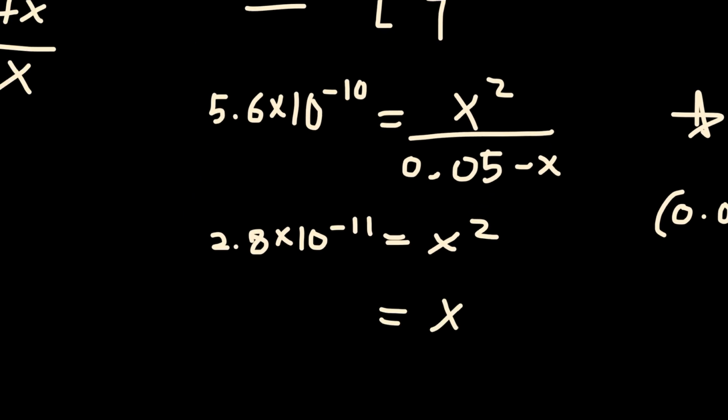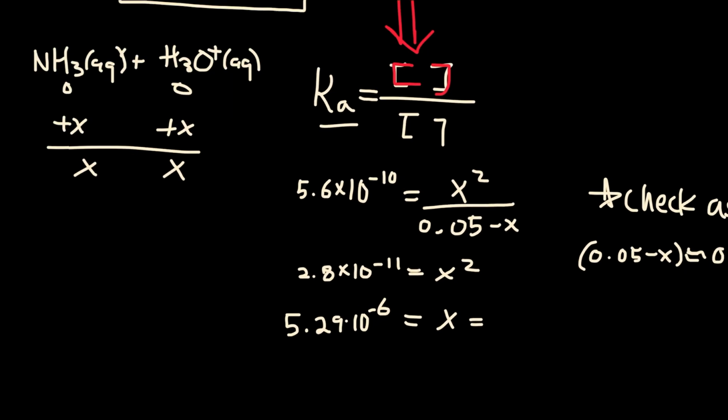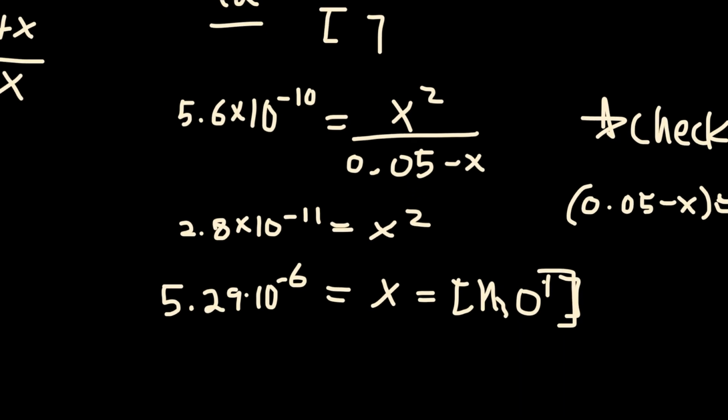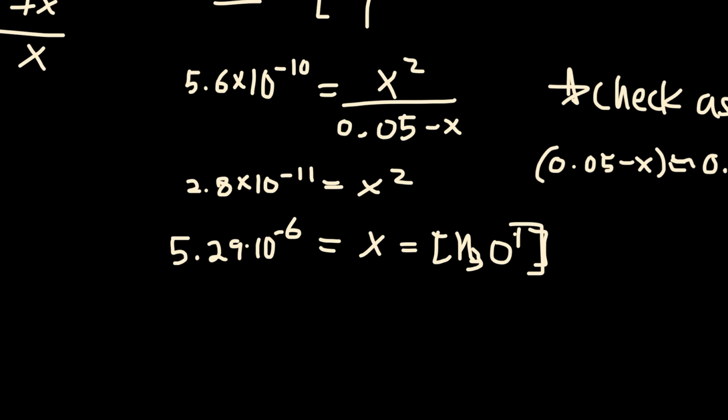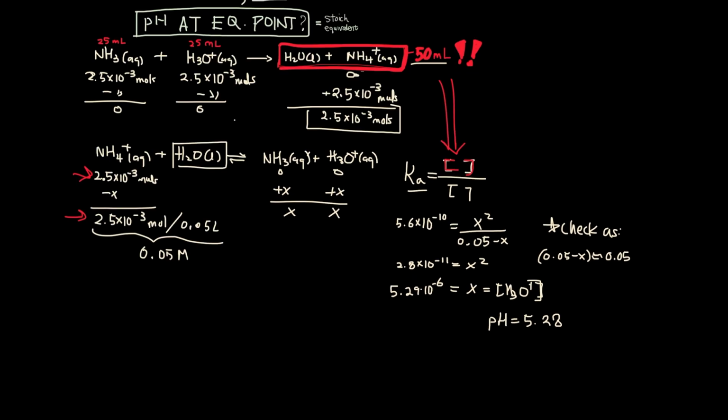So x would give us around 5.29 times 10 to the negative 6. And this is already in concentrations, good. And this is a concentration of hydronium. Now we want the pH. The pH is negative log of the hydronium concentration, which will give us a pH of 5.2728. And there you have it.